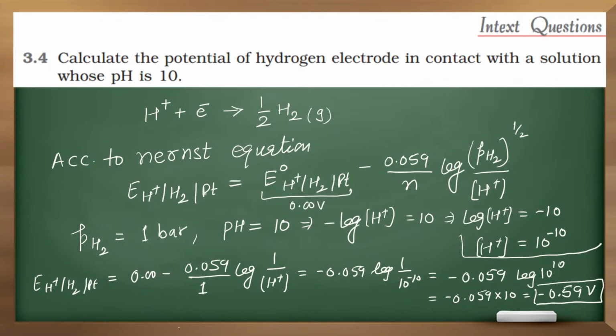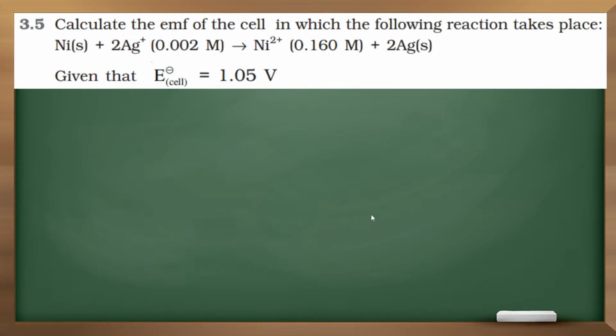Okay, so next question, because 3.1 to 3.3 in-text questions we have done in our previous class. Now 3.5: calculate the EMF of the cell in which the following reaction takes place: nickel solid plus 2 Ag plus 0.002 molar to give Ni2 plus 0.160 molar plus 2 Ag solid, and E0 cell is given to you.